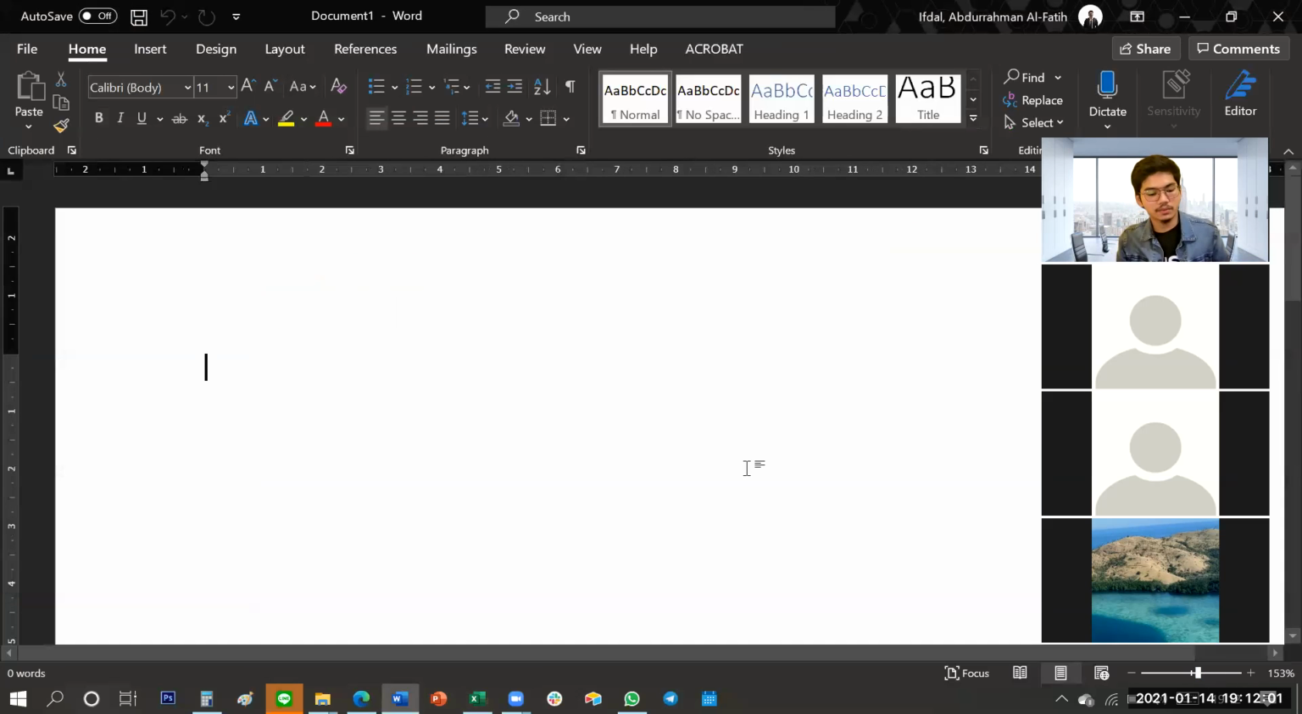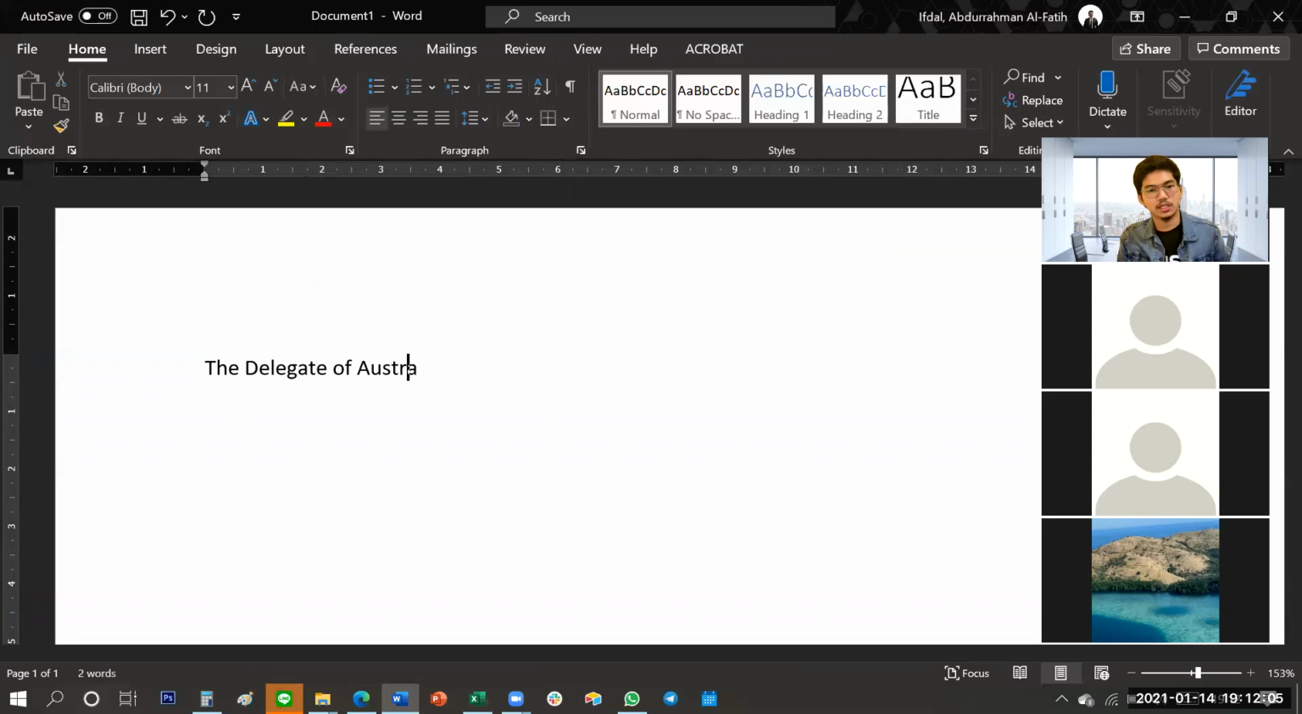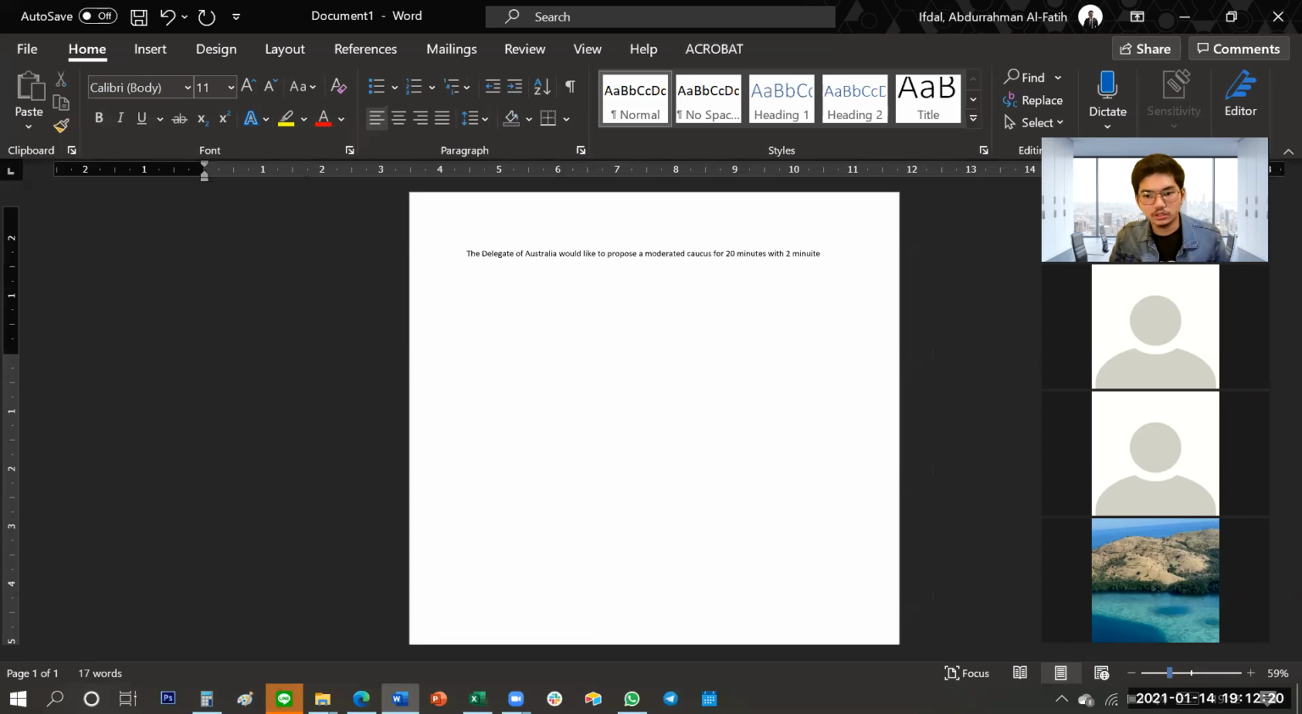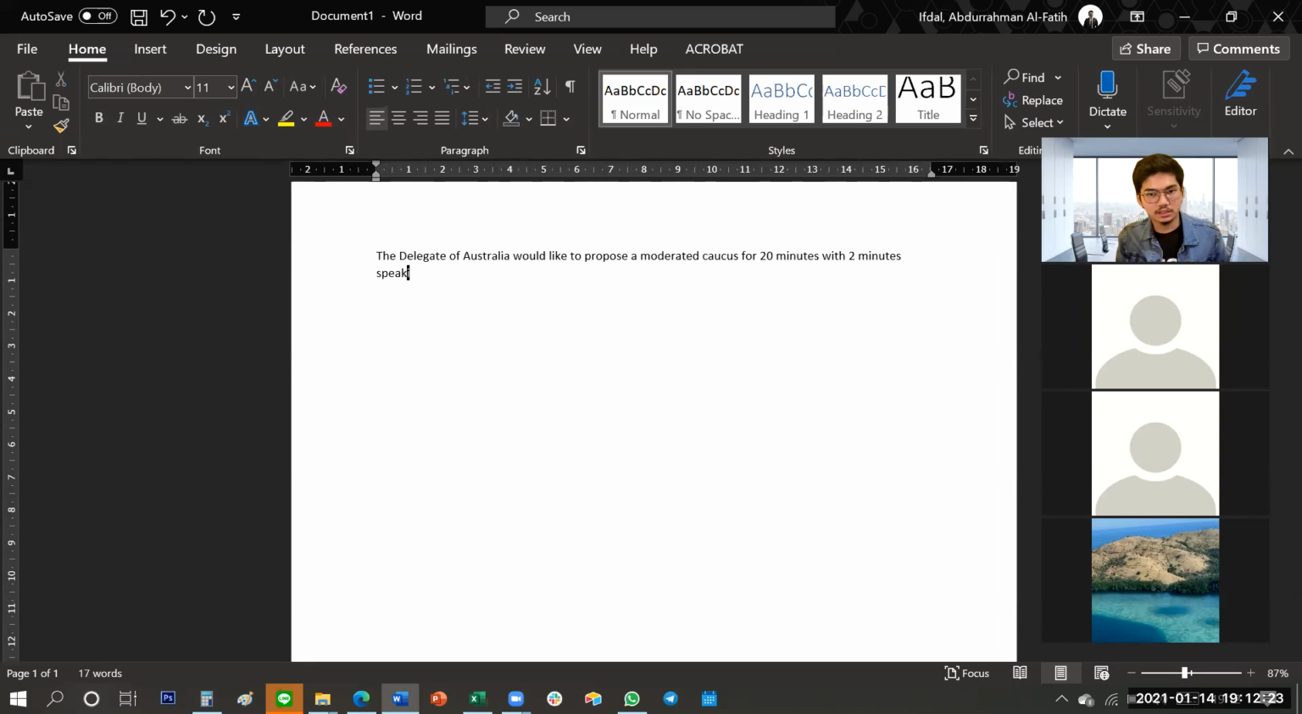So if you are Australia, you have to say, "The delegate of Australia would like to propose a moderated caucus for 20 minutes with 2 minutes speaking time each to talk about the root causes." So this is a template. Your country's name first, and then your proposal: do you want to propose a moderated or unmoderated caucus? This is for the total time, and this is each delegate's speaking time to talk about the root causes.